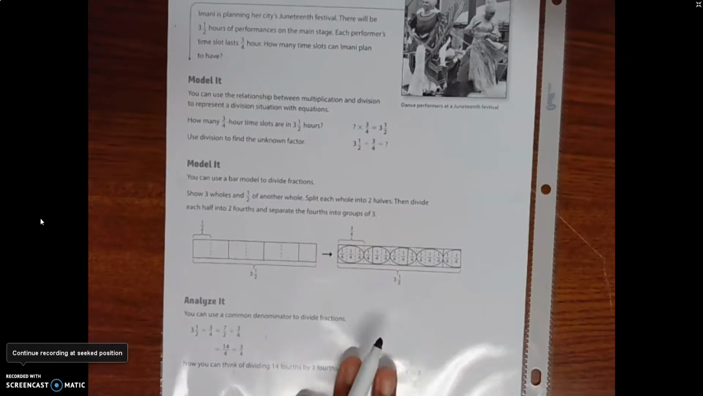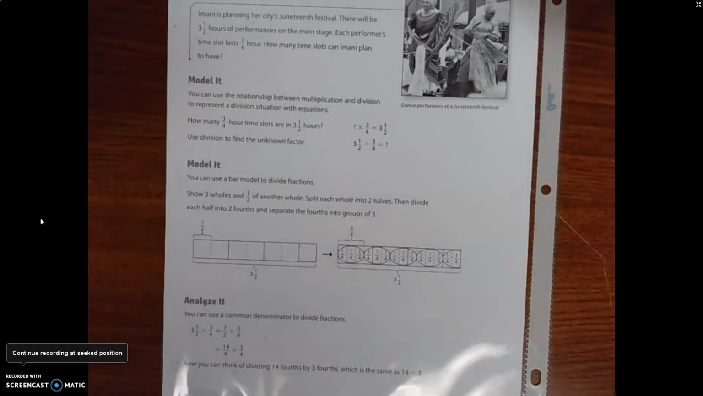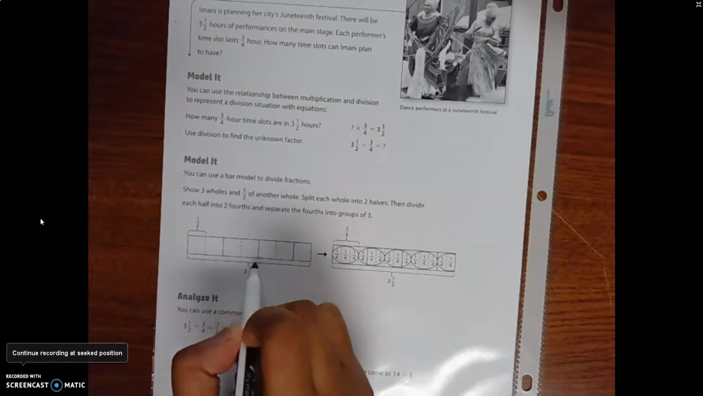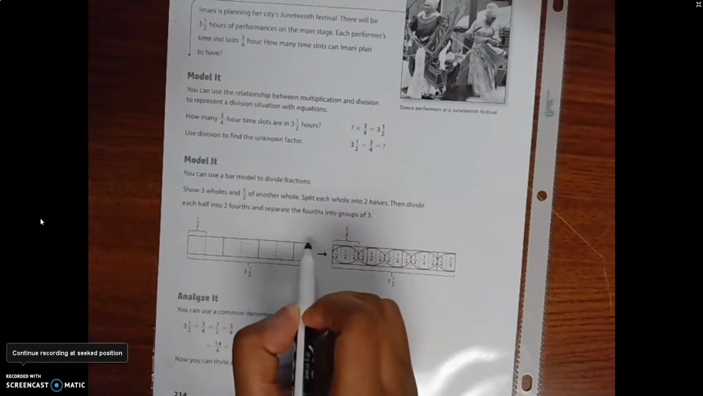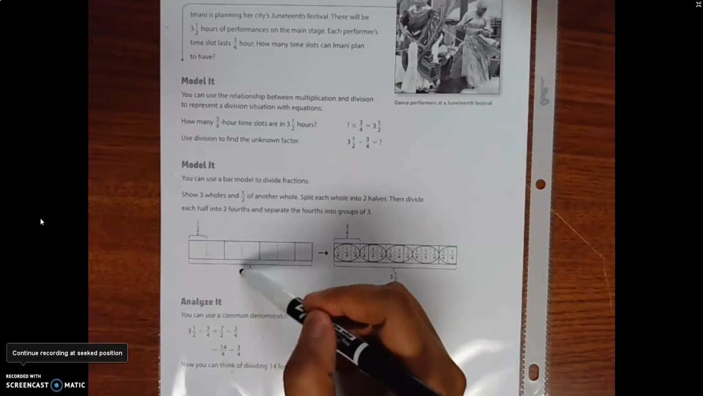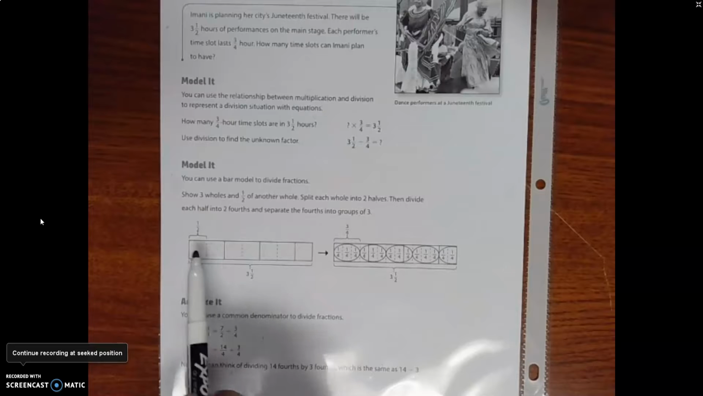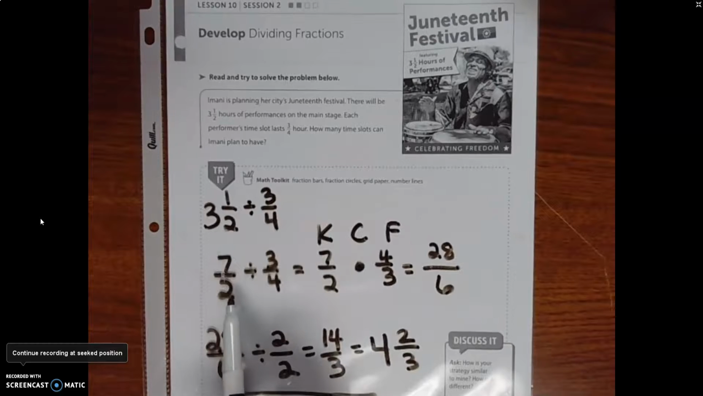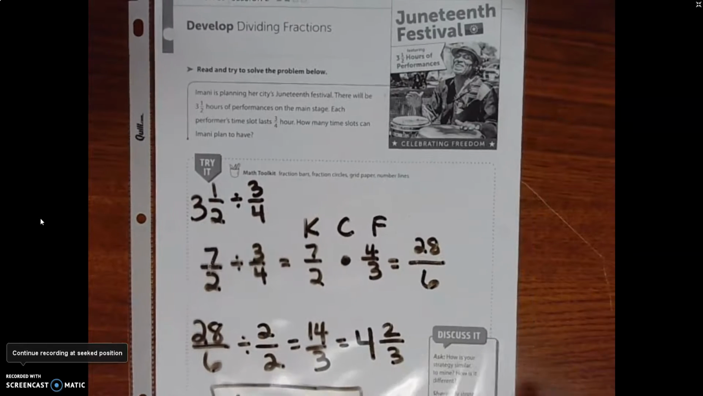Here in the second model, it says you can use a bar model to divide fractions. Show 3 wholes and a half of another whole. So if you look, here is 1 whole, 2 whole, 3 whole, and a half. Then they go ahead and break these all into halves, right? The wholes into halves. Here we have 1, 2, 3, 4, 5, 6, 7 halves, which is what we got here, right? So we're still solving it the same way and we'll get the same answer, okay?